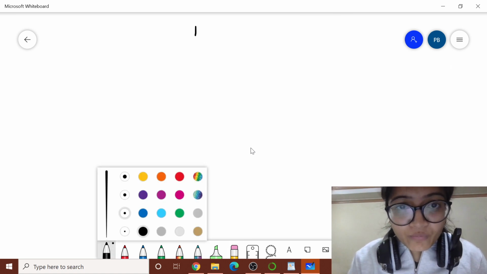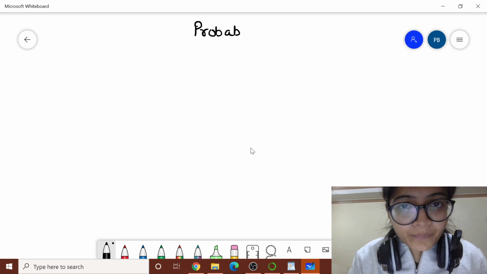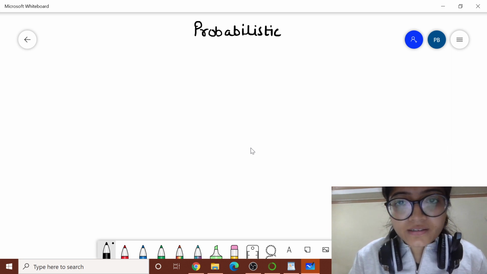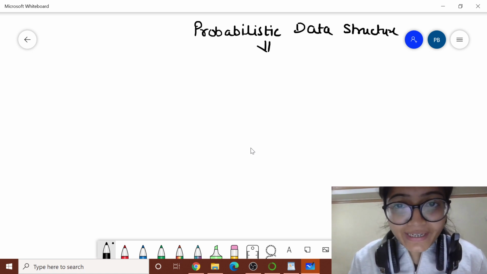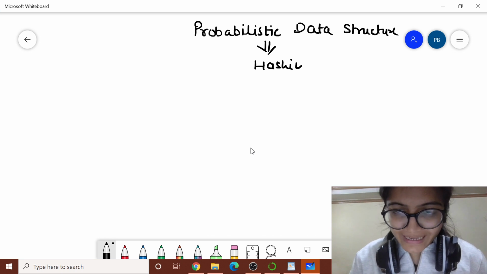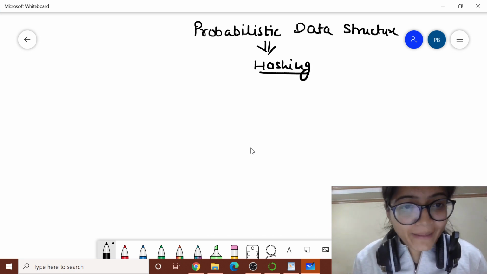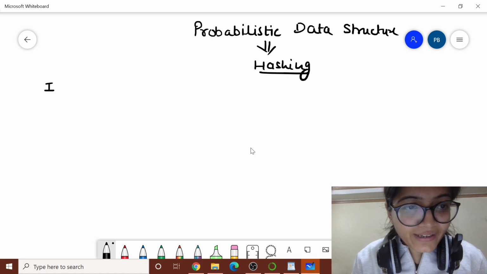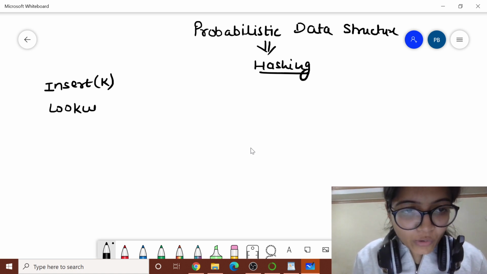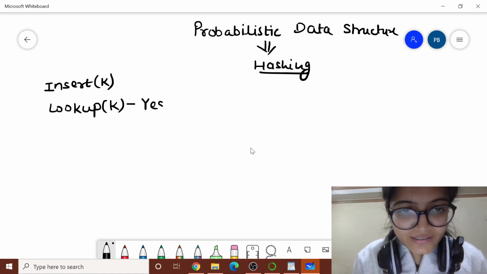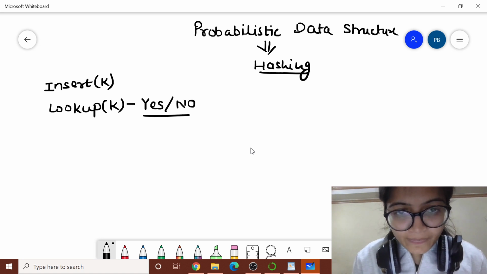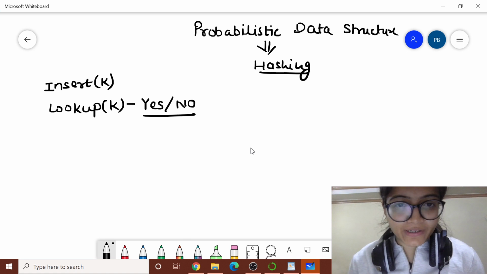First of all, Bloom filter is a probabilistic data structure which is totally based on hashing, as I already told you. What will happen here? Suppose there are k keys, so it will insert k keys and there will be a lookup. Lookup means it will search for k keys and will tell us yes or no. Nothing else will be stored in that particular part.